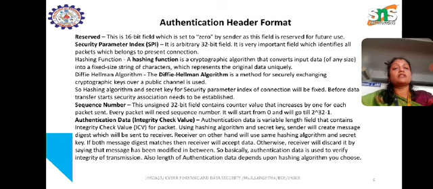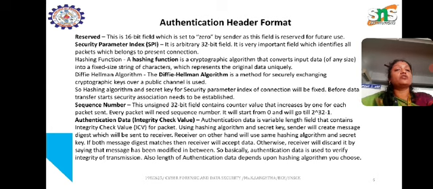And the next one is a sequence number. So this unsigned 32-bit field contains a counter value that increases by 1 for each packet sent. So every packet will need a sequence number. It will start from 0 and will go up to 2 power 32 minus 1. So the next one is authentication data, that is integrity check value.